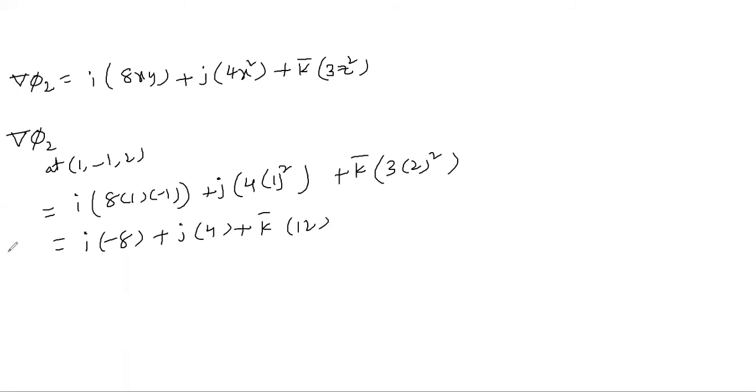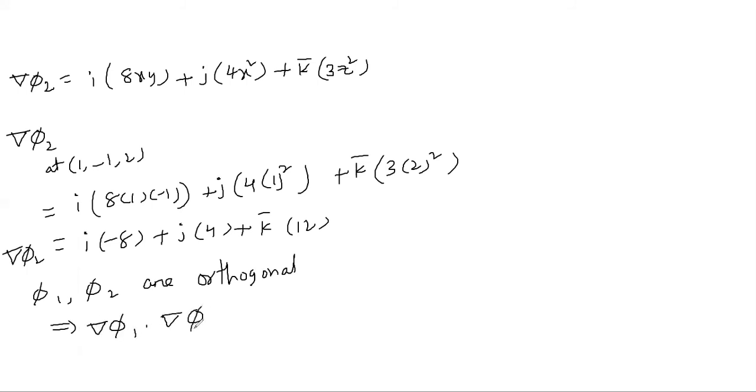So del pi 2. According to the question, pi 1 and pi 2 are orthogonal. Pi 1 and pi 2 are orthogonal, which implies, as I said, pi 1 and pi 2 are orthogonal means del pi 1 dot del pi 2 is equal to 0. Dot product is 0.